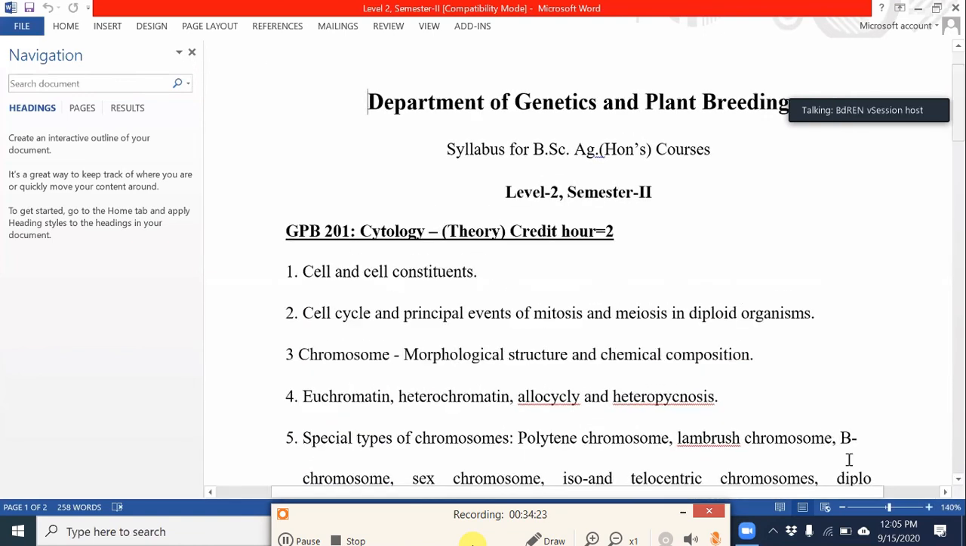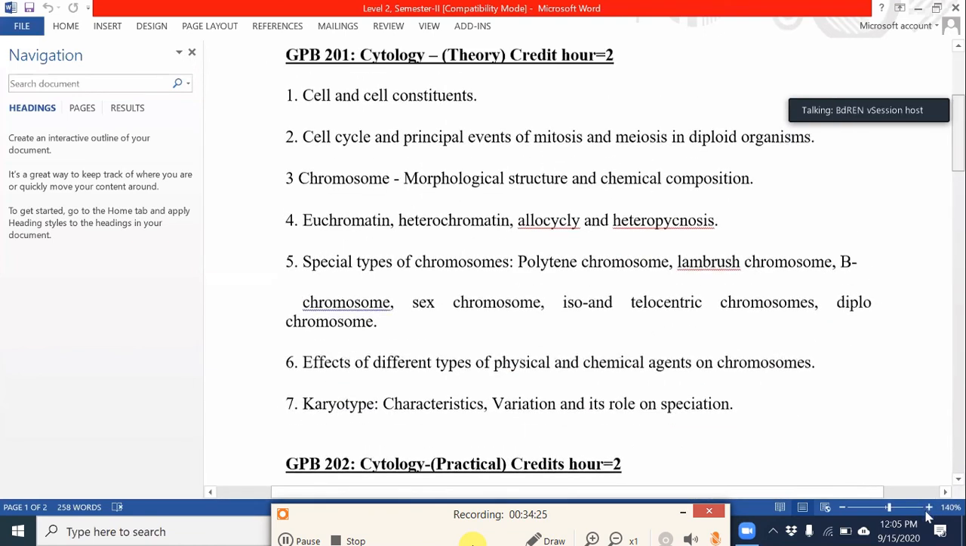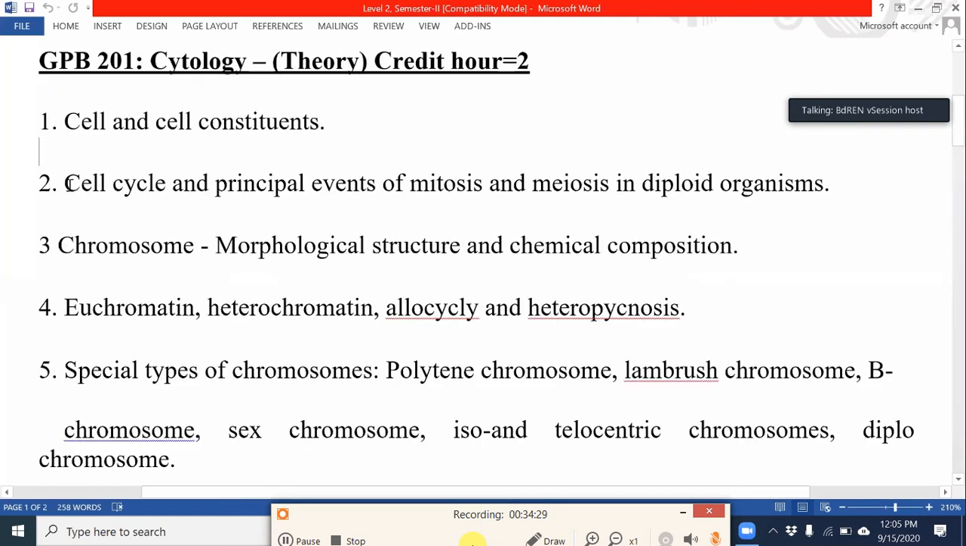So cell and cell constituents is already studied by Shohana Joy, lecturer. And then cell cycle and important events of mitosis and meiosis. Maybe Shahnaz Turin plus Bhavendra Kumar Bishwas has already discussed this, yeah? Sure. And then chromosome morphological and chemical composition. So this was already discussed by Shohana Joy, maybe? Yes, sir. Okay, then heterochromatin, euchromatin, this was already discussed today.